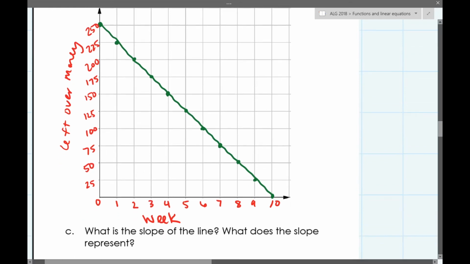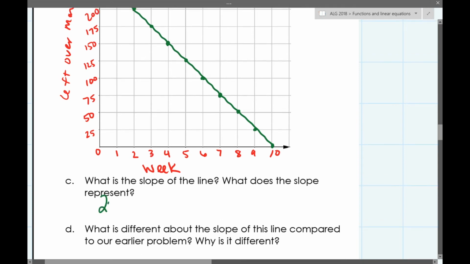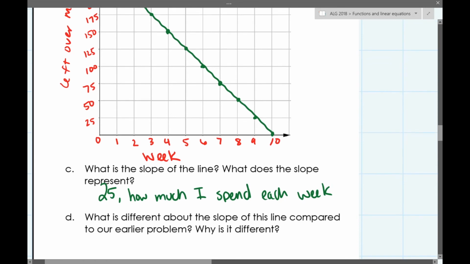Let's move on. So what is the slope of the line? What does the slope represent? So how much money did I take away each week? Well, I took away $25 each week. And what does $25 mean? It means how much I spend each week. And since we're actually going down, it's actually a negative 25. It's not a positive.